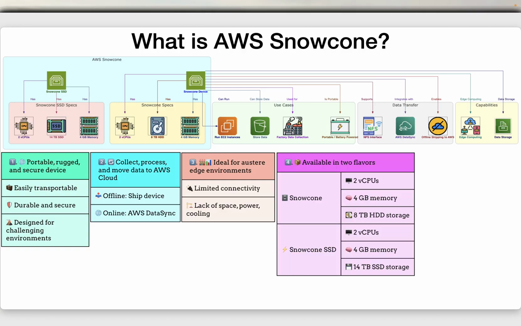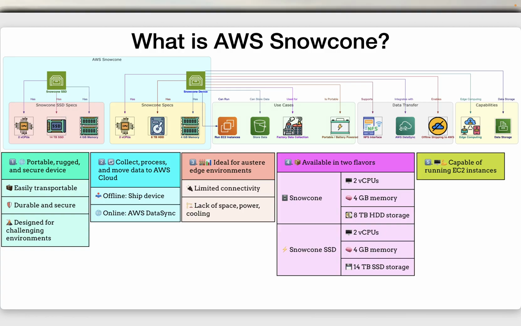It is available in two flavors. One is Snow Cone, which is the standard Snow Cone model, which comes with two virtual CPUs, 4 GB of memory, and 8 TB of hard disk based storage, which is HDD. And second is Snow Cone SSD. The Snow Cone SSD model offers two virtual CPUs, 4 GB of memory, and 14 TB of solid state drive SSD based storage for faster data access.